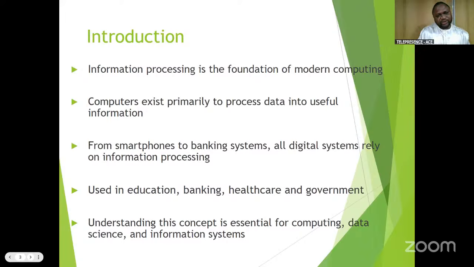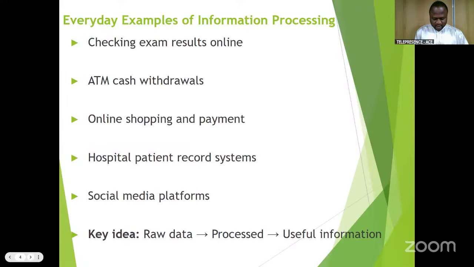So this illustrates that information processing brings speed, accuracy, and reliability to modern systems. Information processing is useful in education, banking, healthcare, and government, as we are going to be seeing later. So understanding this concept is very essential for computing, for data science, and information systems. All right. Now let's move on.